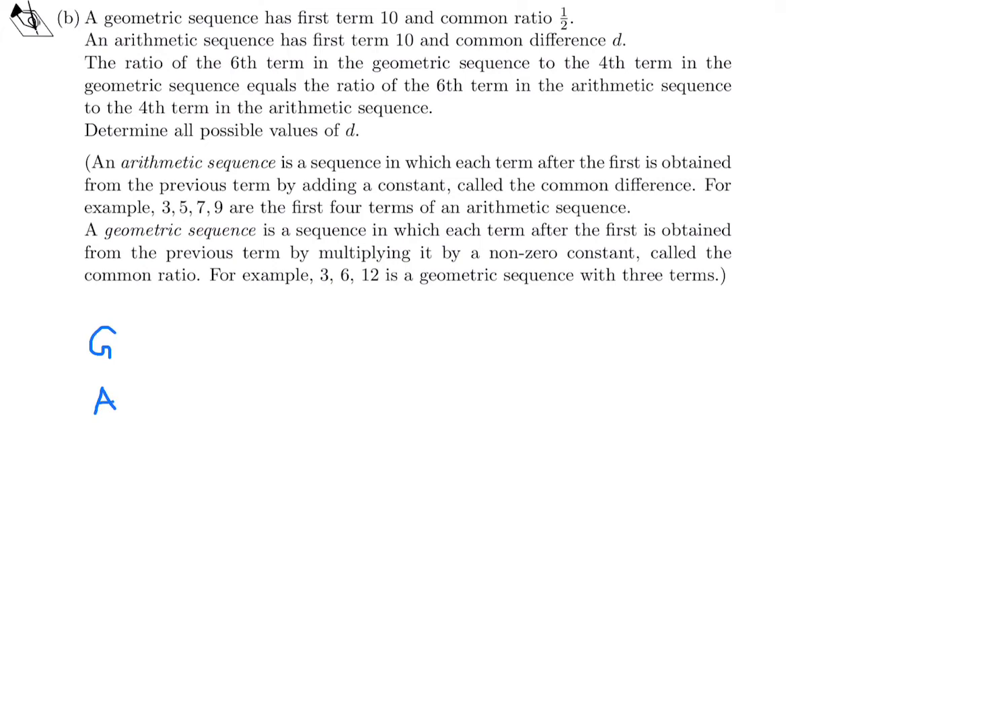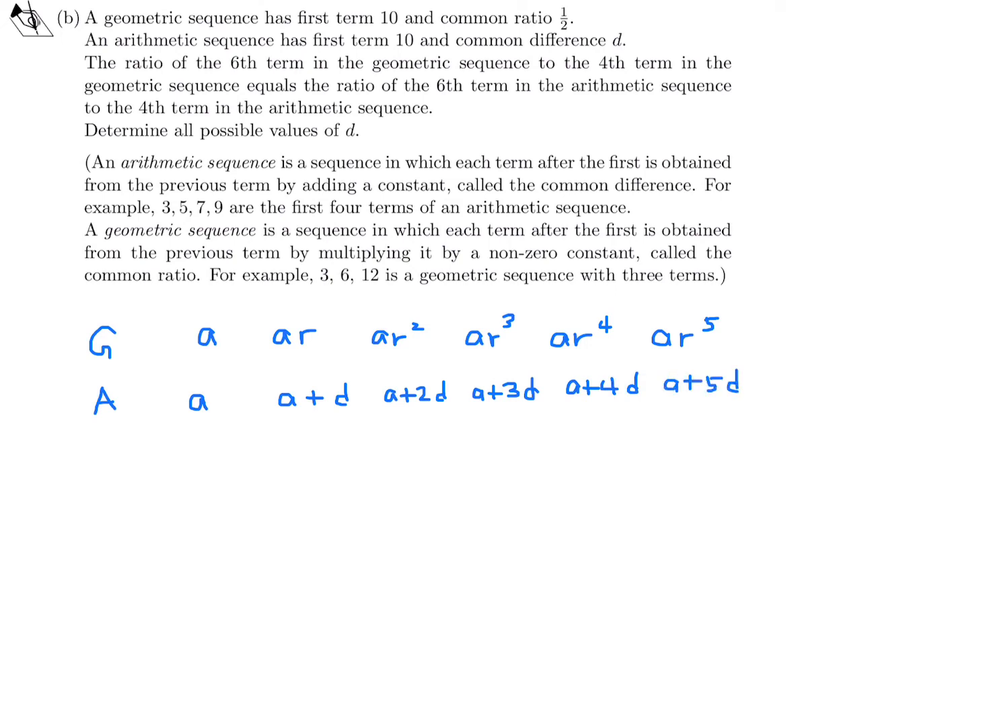Geometric, arithmetic. So geometric are of the form a, ar, ar squared, ar cubed, ar fourth, ar fifth, and so on. Arithmetic are of the form a, a plus d, a plus 2d, a plus 3d, a plus 4d, a plus 5d, and so on. All right, so now let's look at what they're telling us.